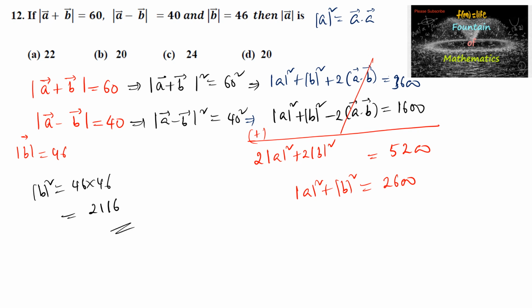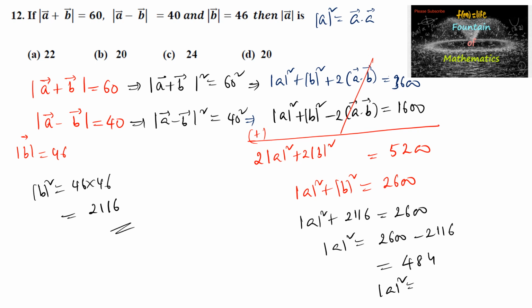So let us substitute here: mod A square plus 2116 is equal to 2600, or mod A square is equal to 2600 minus 2116, which is equal to 484. So mod A square is equal to 22 square, so we can write mod A is equal to 22. So we can go with the option mod A is 22, option A.